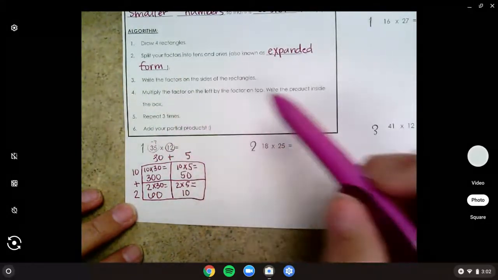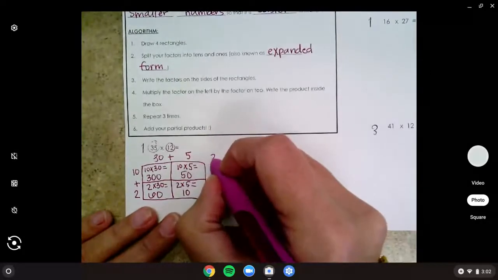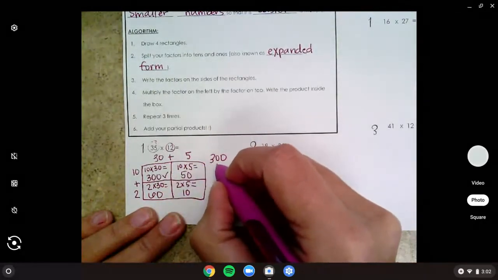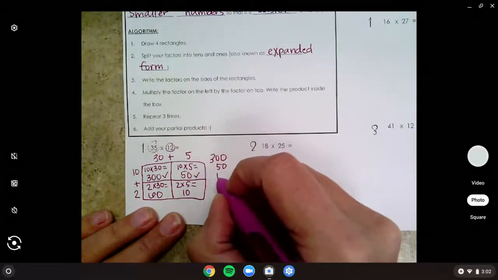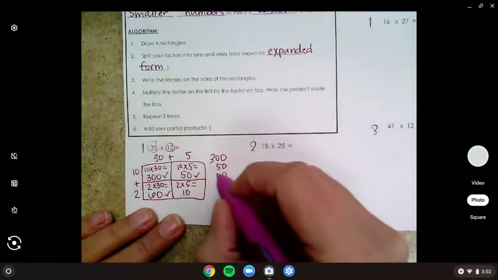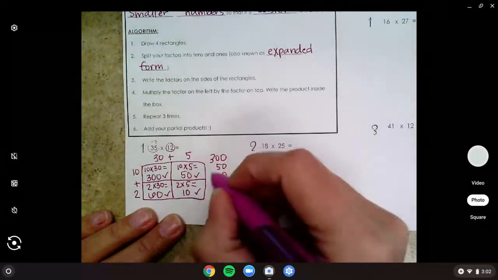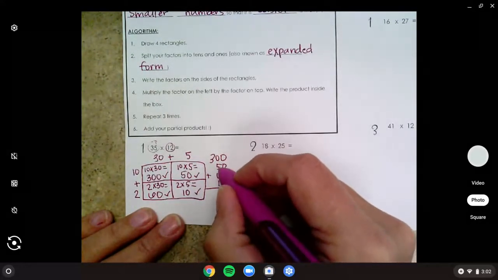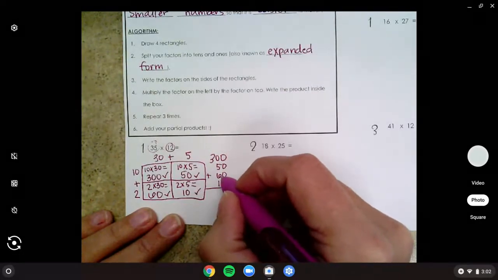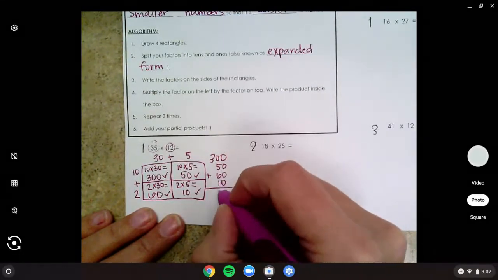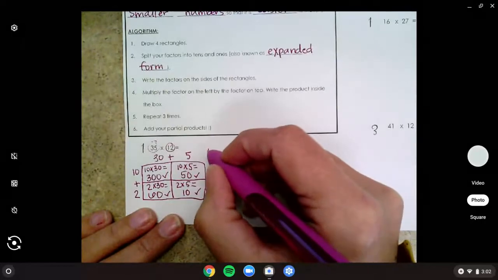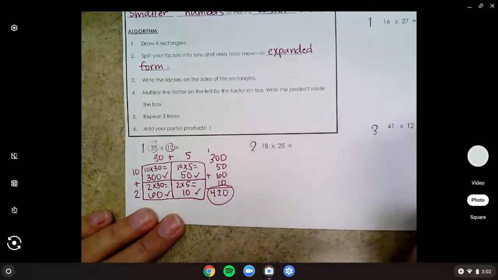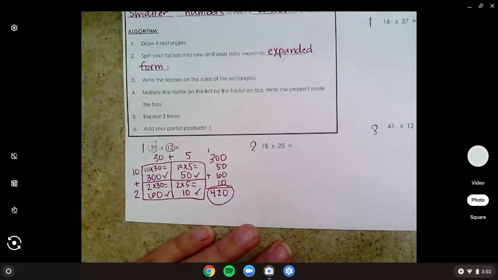Now I'm going to add to find my partial products. So I line up my numbers nice and neat. 300, check. 50, check. 60, check. And 10, check. Zeros, yep. 5, 6, and 1. I know 5 plus 1 is 6, and 6 plus 6 is 12. And 1 plus 3 is 4. So then I circle my final product, 420.